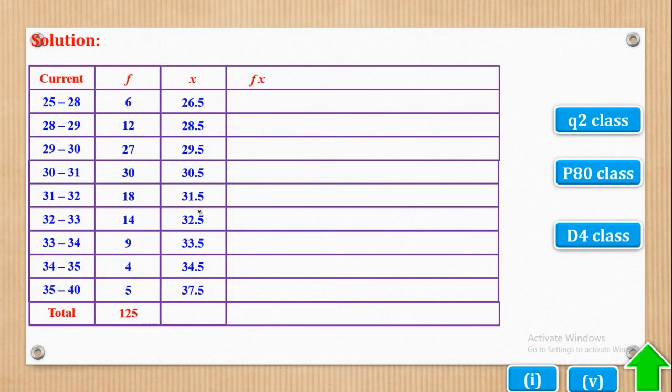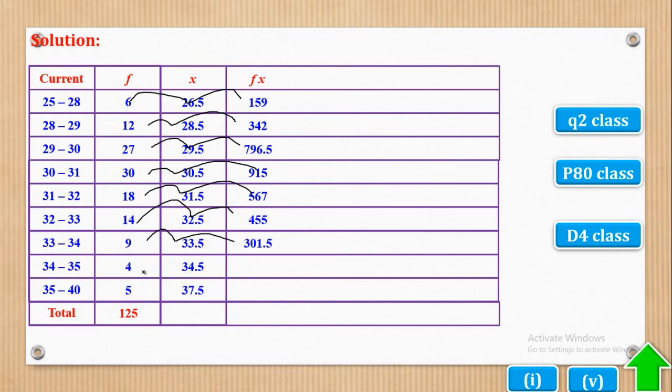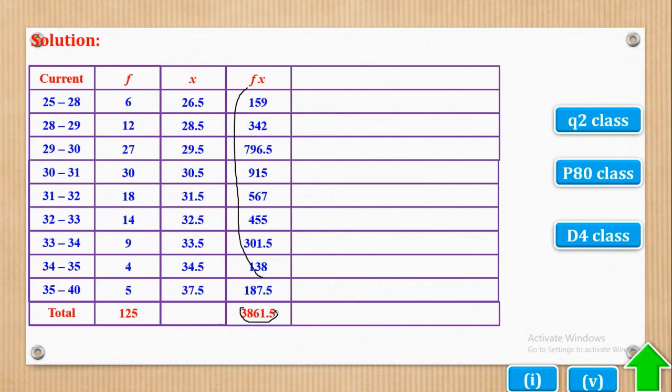Next will be the column for fx, so we have to multiply this times this gives you, this times this gives you, and so on for each row. Okay, now next we have to add all these ones and get the total, which will be this.